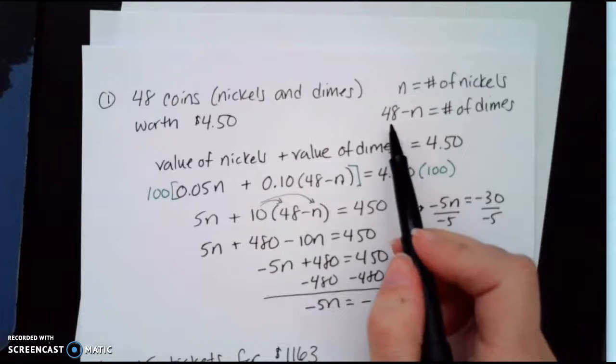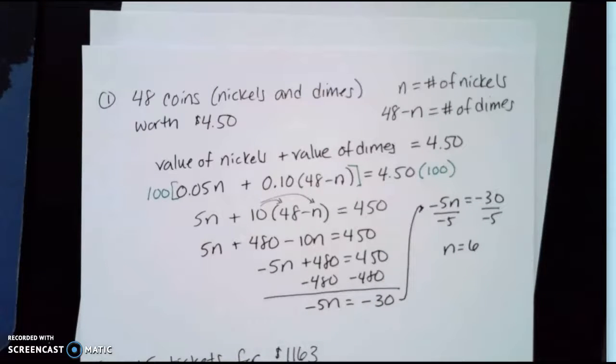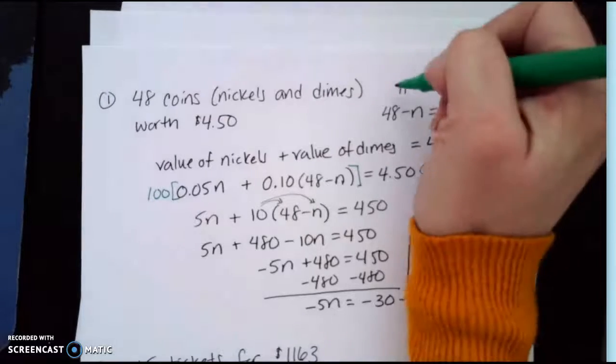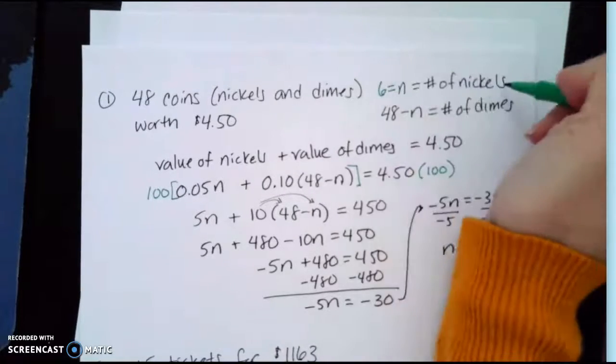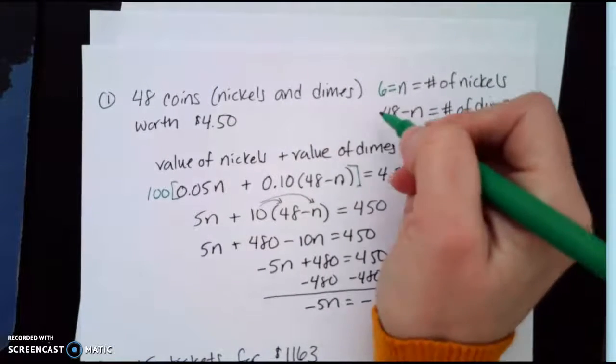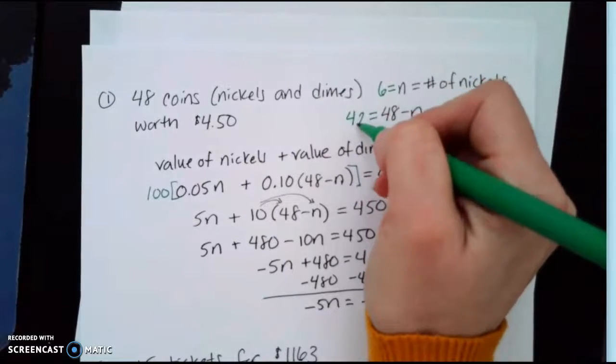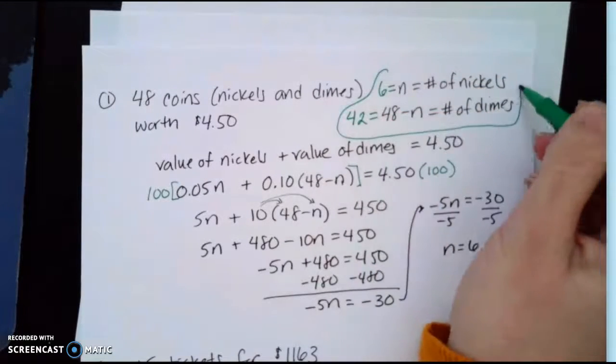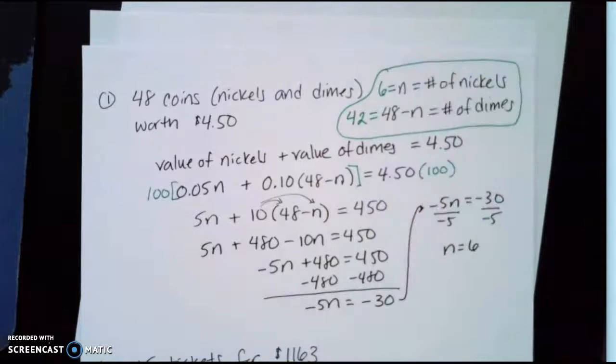And to find the number of dimes, I would subtract 6 from 48. If you write these statements, you could always just go back to these statements. So n is 6. So 6 equals the number of nickels. 48 minus 6 is 42. That's the number of dimes. So I've answered the question by filling in those definitions.